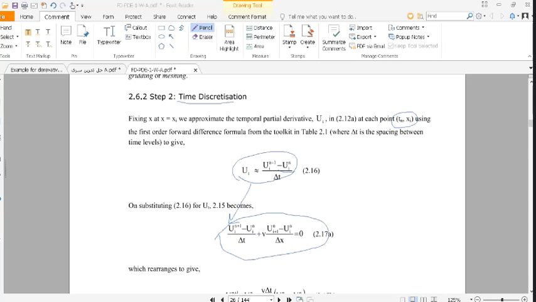Everybody, are you here? Which index? Yes. i is used for x, okay? And n is used for t, okay? In this formula, we have n and n plus 1. We have 2 times, 2 rows, okay?